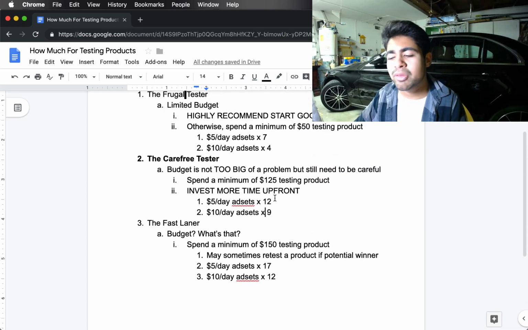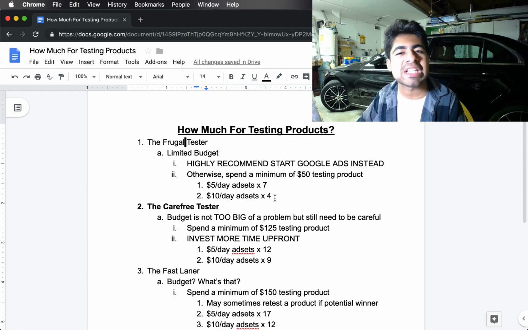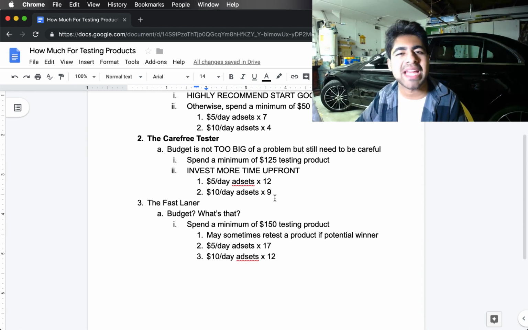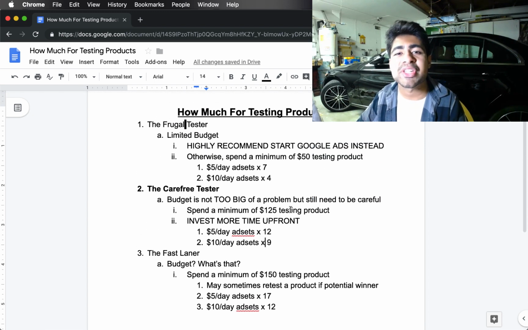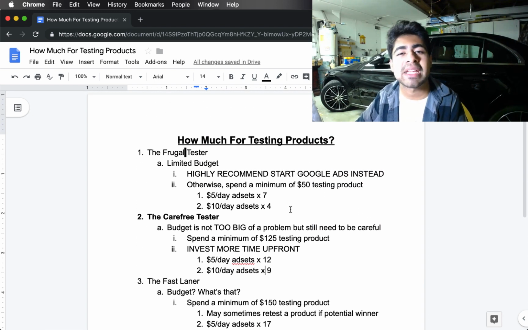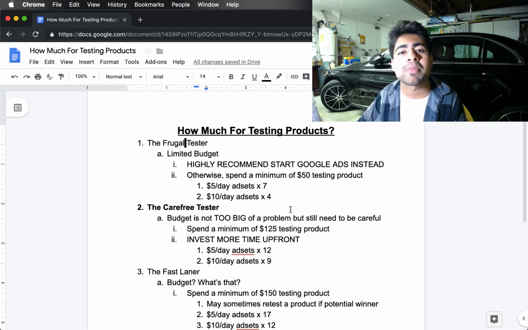As you guys saw, there are three different options for you. This question does not have one specific answer, and anyone who gives you one specific answer is not telling you the truth. E-commerce is not an easy one-word answer game. There's a lot of things that go into making a store successful, and that starts with knowing exactly how much money you need to test your product so you can plan accordingly.